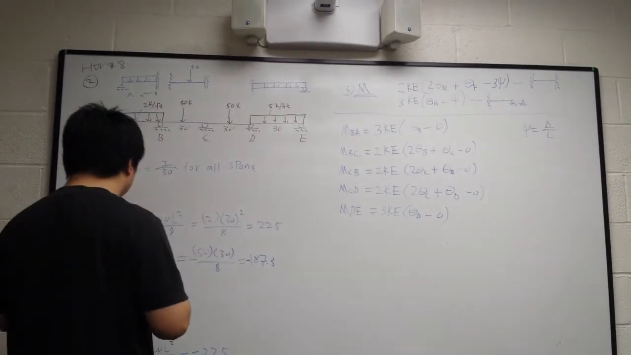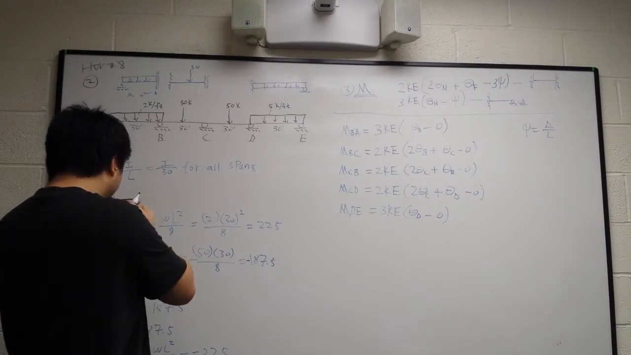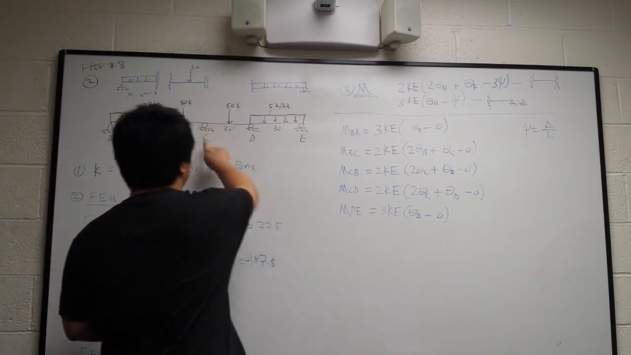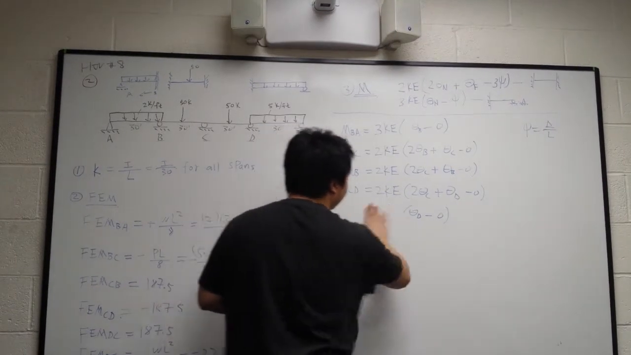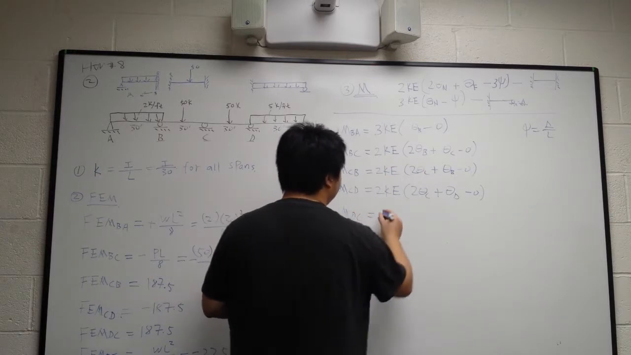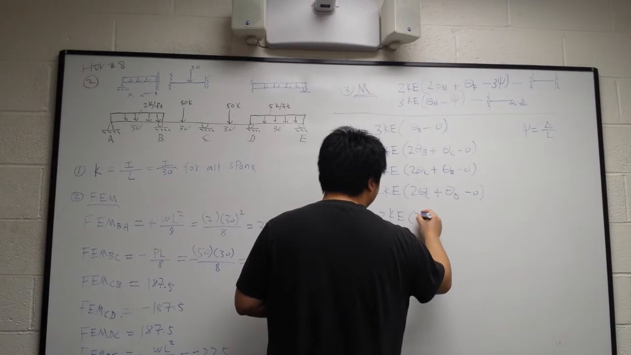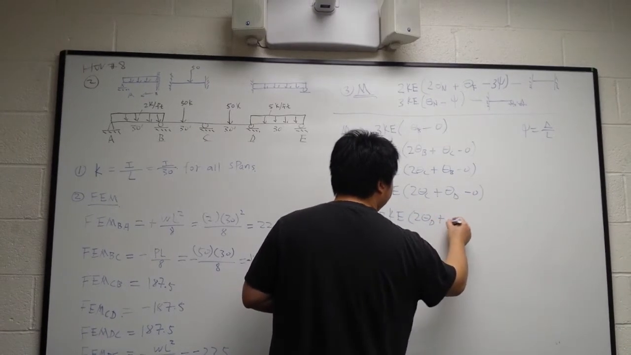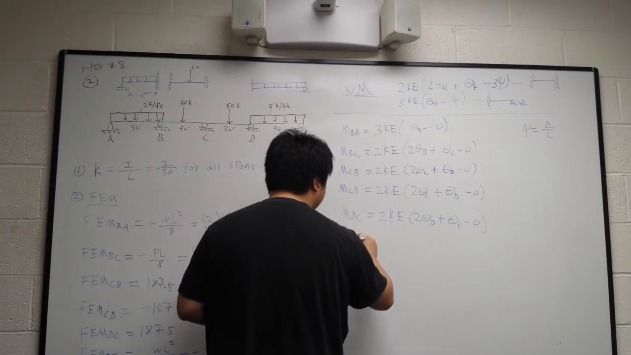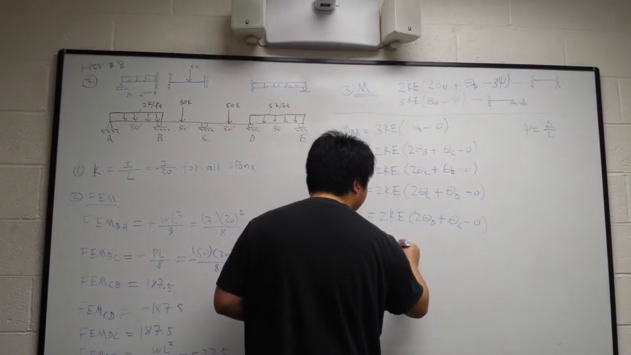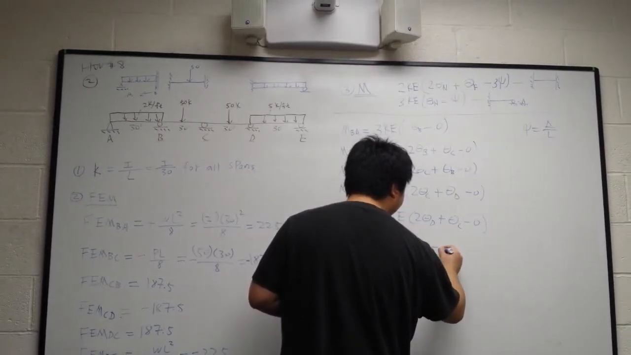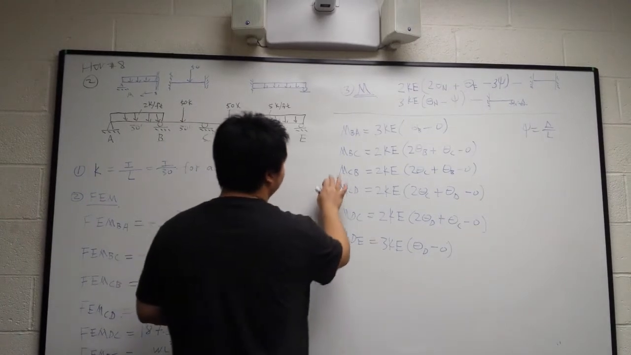1, 2, 3, 4, 5. I missed something. DC, oh yeah, I missed the DC. CD, DC, so you what? And DC. So you can have same thing, fixed and fixed. And the last one, MDE, 3KE, delta, no, theta D minus 0. See, 1, 2, 3, 4, 5, 6.